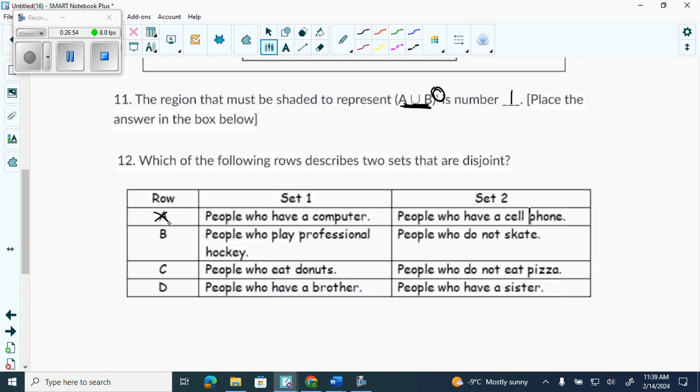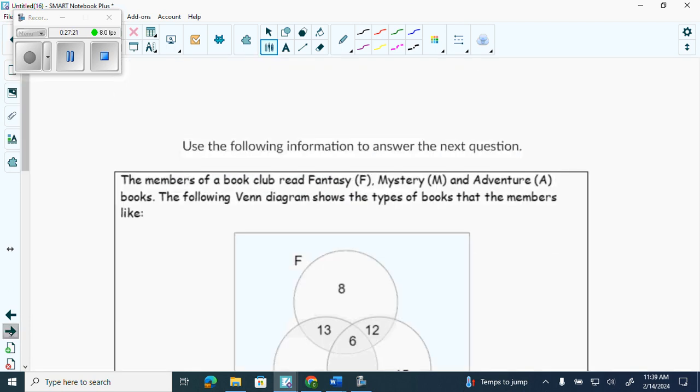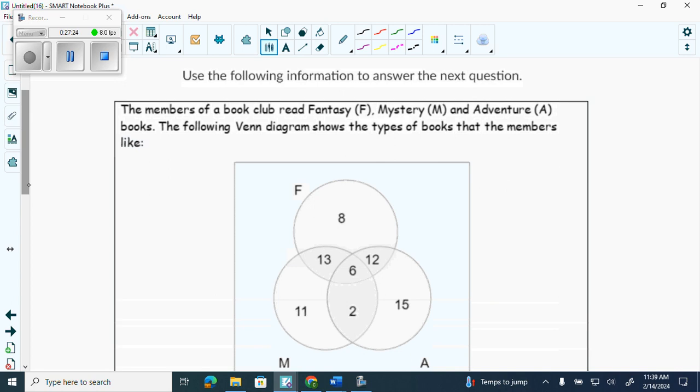Okay. People who play professional hockey and people who do not skate. You have to be able to skate in order to play professional hockey, correct? It just says can't skate. You literally can't play professional hockey if you cannot skate, so this is disjoint. People who eat donuts and people who do not eat pizza, there are people who probably eat donuts and don't like pizza. People who have a brother and people who have a sister are not disjoint because some people have brothers and sisters. Perfect.